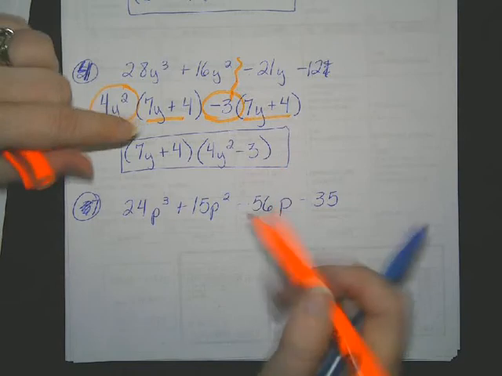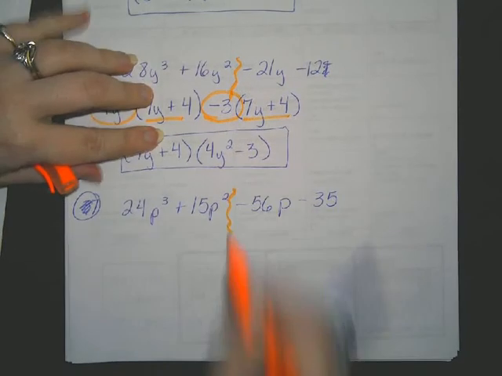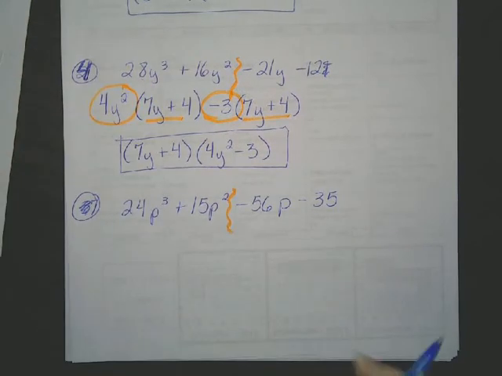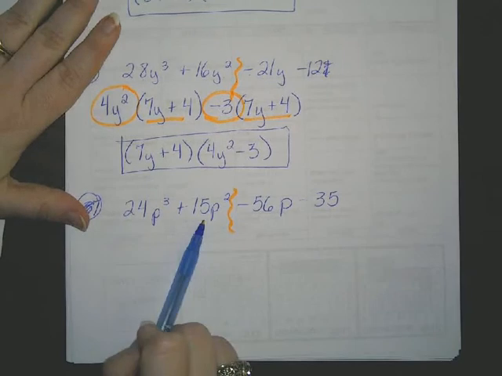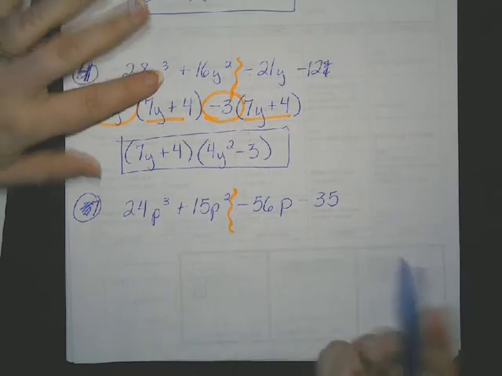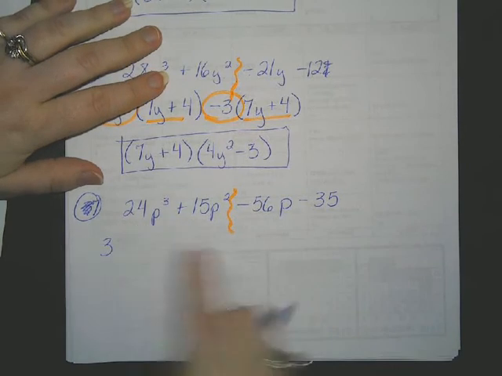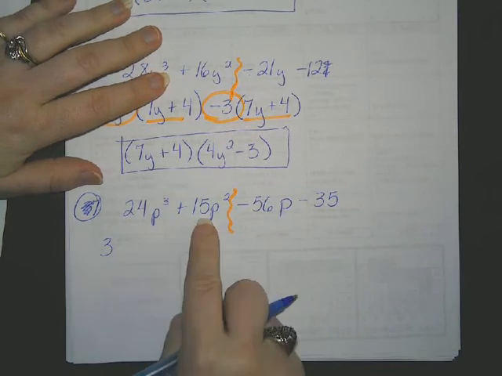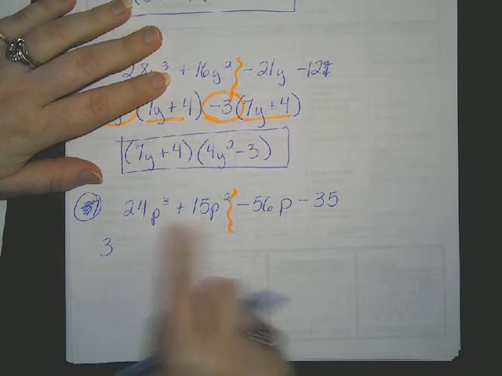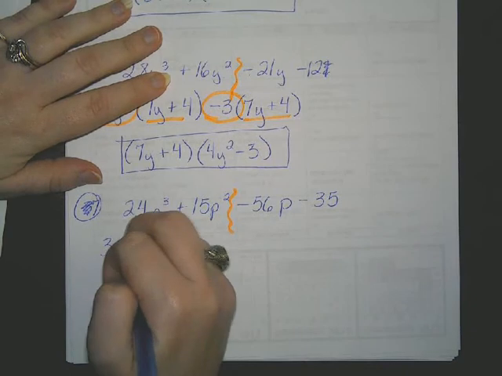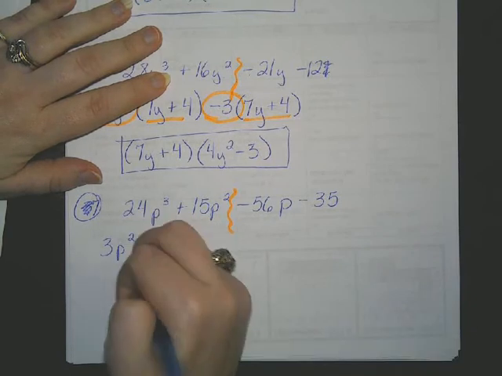Draw the line down the middle where we cut it. 24 and 15. That one's a little bit more challenging. I think the GCF is going to be 3, because 24 can be divided by 3, and 15 can be divided by 3. Now how many p's can we pull out? P squared. Okay, 24 divided by 3 is 8.